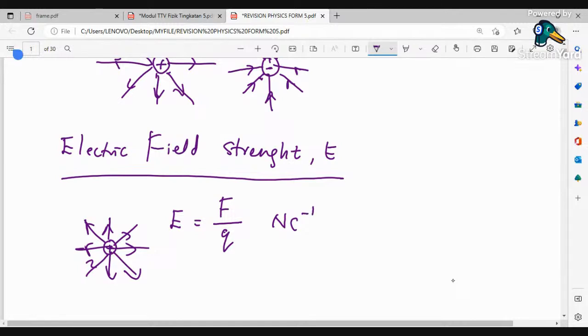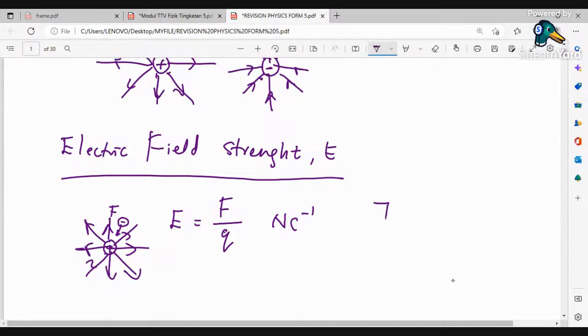Okay, force, electric force act. If you put one unit here, okay, this one will be attracted to positive. So what is the force that attract the unit of charge? Then divide by charge, quantity of charge. Okay, this one is for around a charge unit.